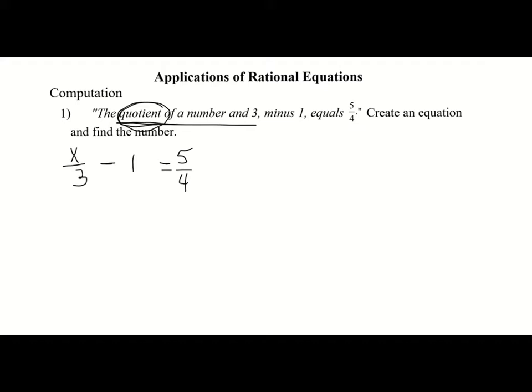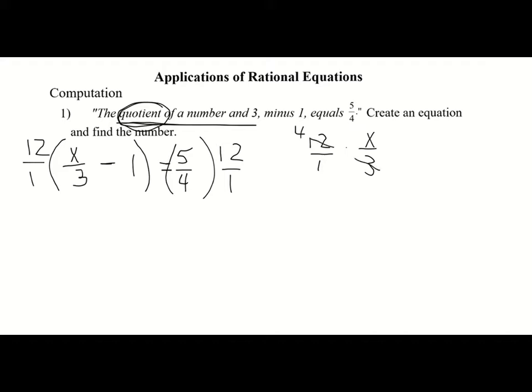We want to get rid of our fractions, so we want to multiply everything by our common denominator. If we have 3 and 4 as denominators, we're going to use 12. So we'll multiply everything by 12, or 12 over 1. If I do my work over here, 12 over 1 times x over 3. 3 goes into 12 4 times, so it gives me 4x.